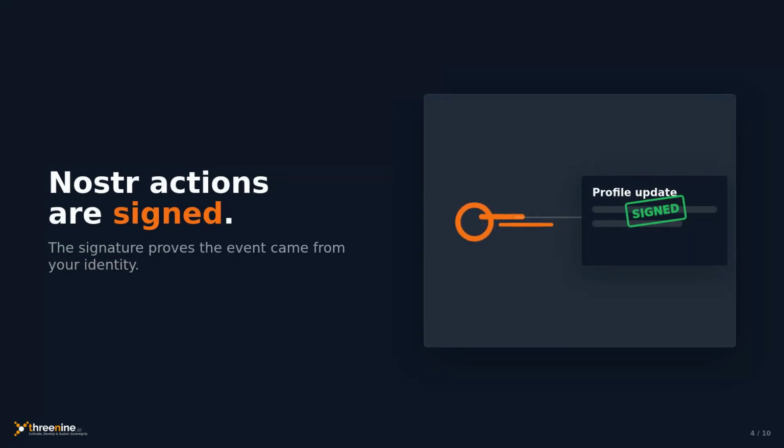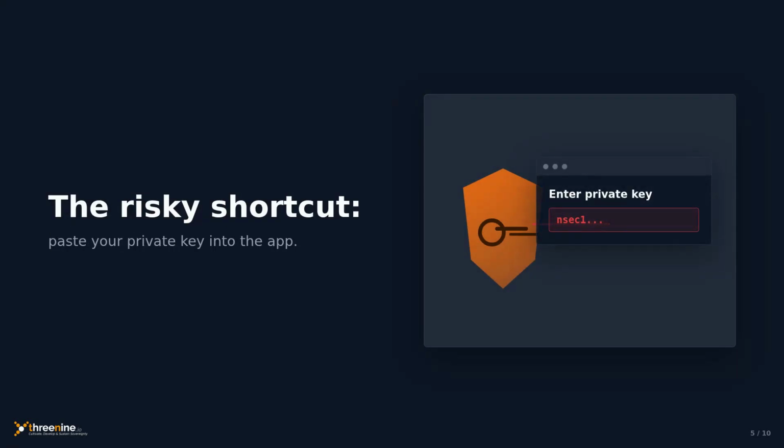When you publish a post, update your profile, follow someone, or take another Nostr action, that action is signed. The signature proves that the event came from your identity. That is how Nostr apps and relays can check that something is valid without needing one central company to own your account.